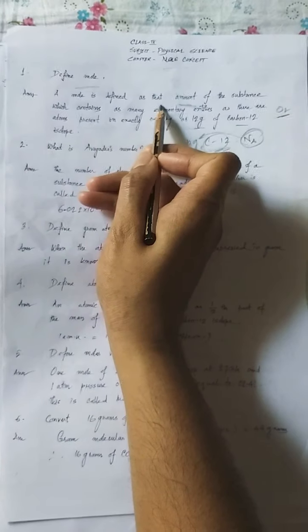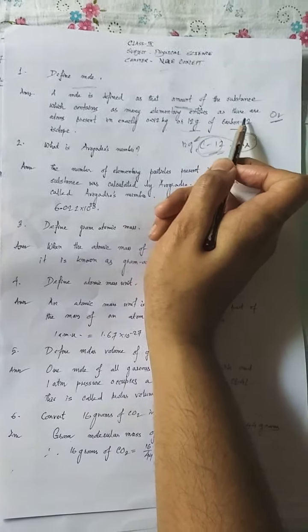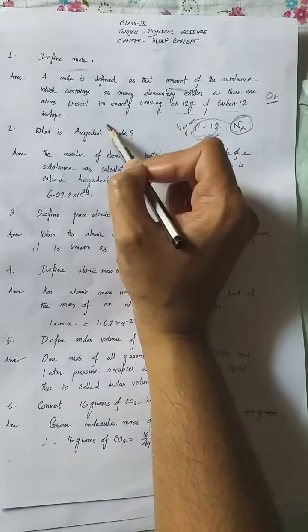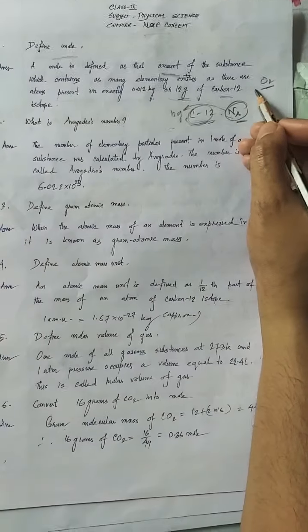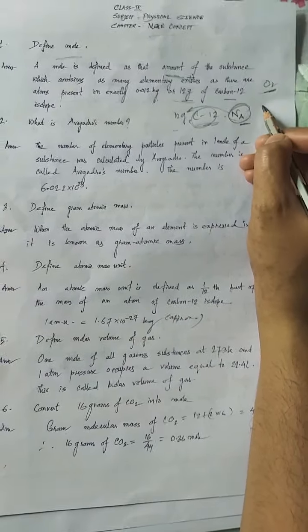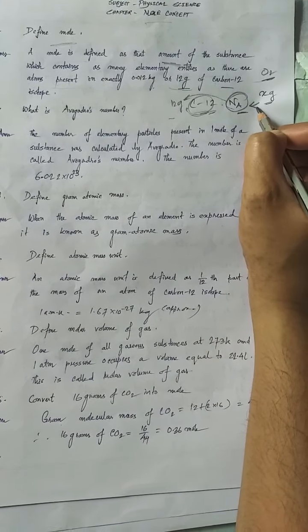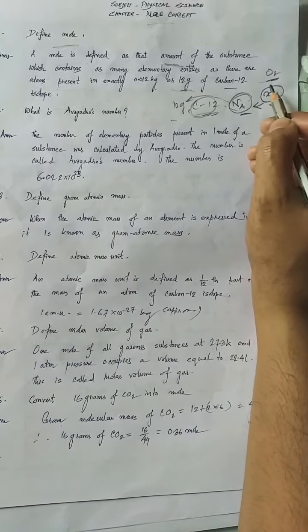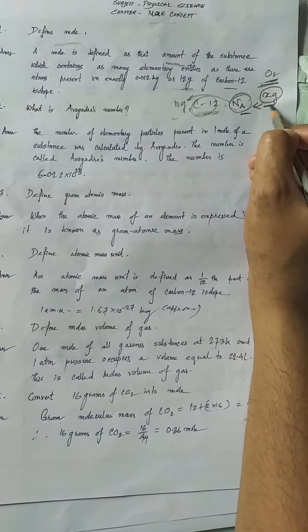A mole is defined as that amount of the substance which contains as many elementary entities as there are atoms present in exactly 12 gram of C12 isotope. Suppose 12 gram of C12 isotope contains Na atoms. Now if we consider oxygen, and if I see that x gram of oxygen contains this Na number of atoms, then I shall say that this x gram is the value of 1 mole of oxygen. That is 1 mole of oxygen means x gram of oxygen.